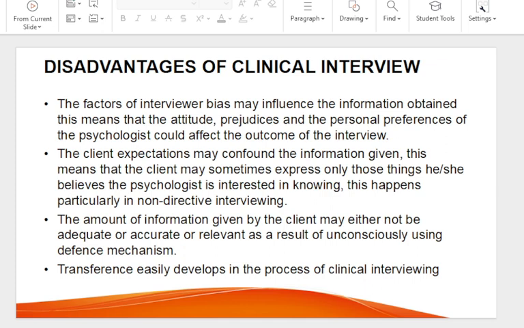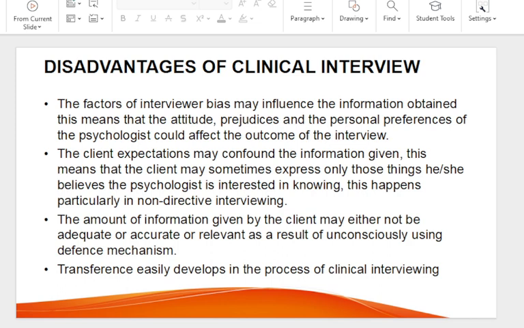The amount of information given by the client may not be adequate, accurate or relevant as a result of unconsciously using defense mechanisms. Yes, there are defense mechanisms in play. We have denial, we have projection. In the therapy room, we also have transference. So certain information might be withheld due to unconscious defense mechanisms in play.